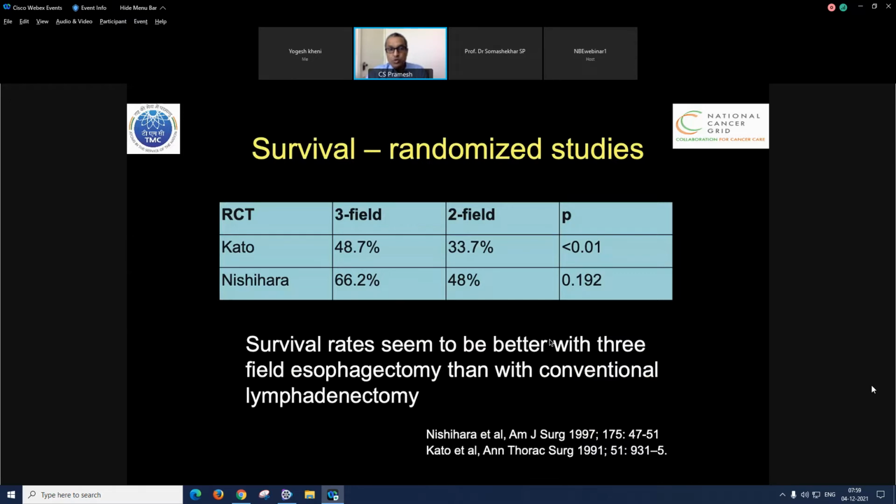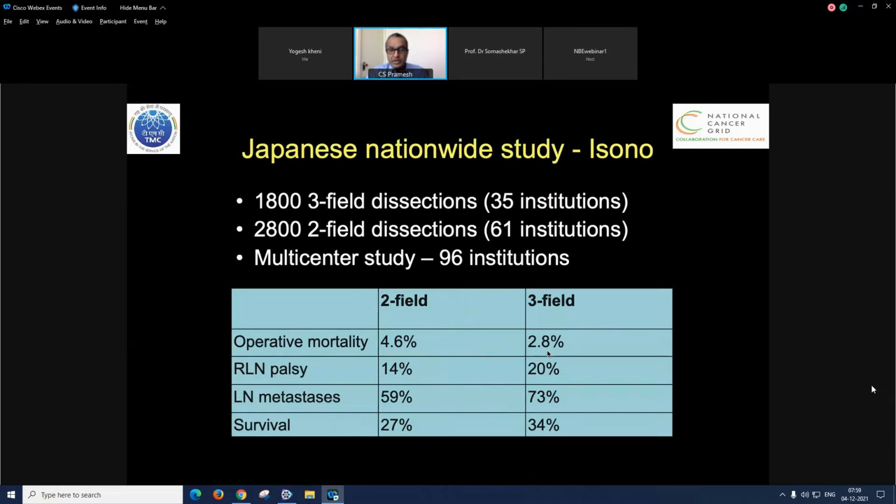So far, there have been just 2 randomized studies. Both of them have a number of flaws. The Kato trial had just 150 patients. The Nishihara study was an even smaller study, just over 60 patients. However, what this showed was that with a 3-field lymphadenectomy, you had anywhere from a 15 to 18% improvement in overall survival as compared to a 2-field lymphadenectomy. This didn't reach statistical significance with the Nishihara study because the number of patients was just over 60. But it did give a hint that survival might be better with a 3-field lymphadenectomy, but did not answer this question conclusively.